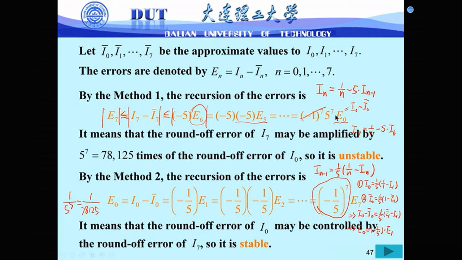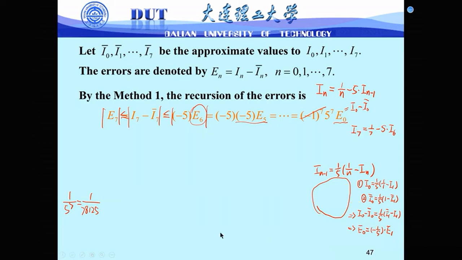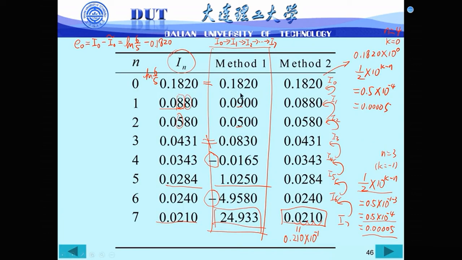Now we can see, because the amplification factor is very big, method 1 is unstable. On the contrary, the multiplication factor is very small, so method 2 is stable. Is it okay for you? So this theoretical analysis is the same as the numerical results. Okay, so we obtain a good mathematical analysis.